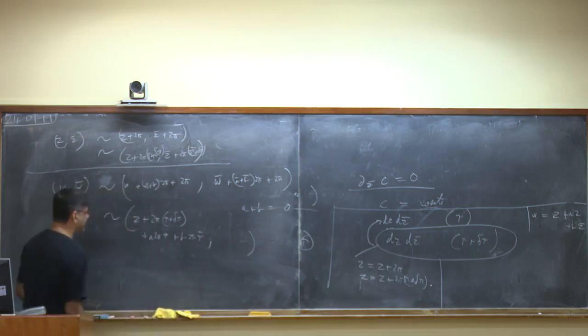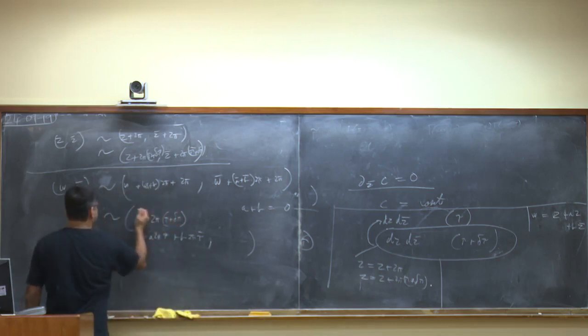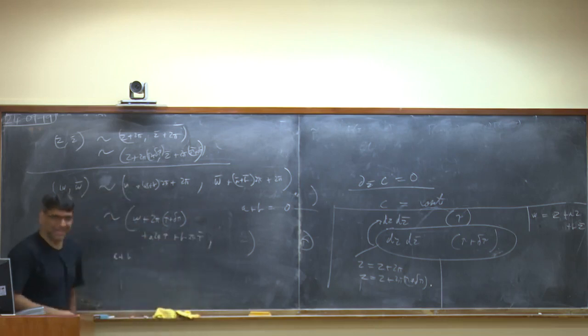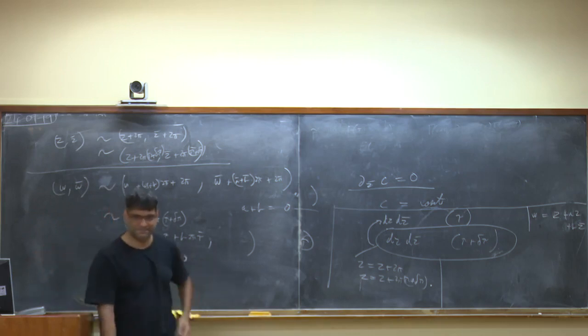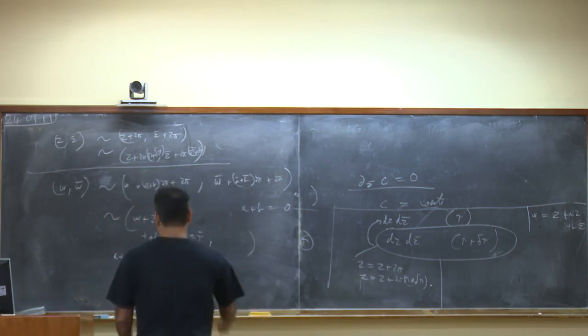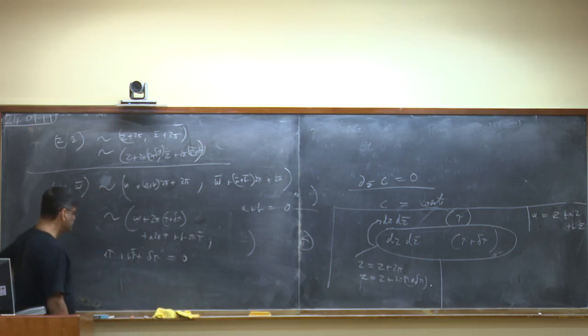So what we see is that as a complex vector, we want only the first term. So we need that a tau plus b tau bar plus delta tau is equal to 0.